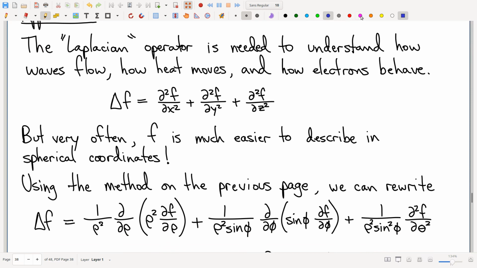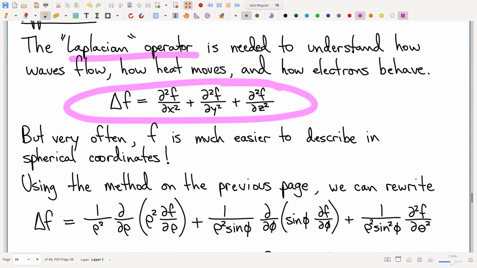So we're going to talk specifically, this is a real thing. This is called the Laplacian operator. It is bonkers important. It's necessary if you want to talk about, in the three-dimensional world that we live in, how waves flow or how heat moves, how electrons behave. How's that for broad, applicable?